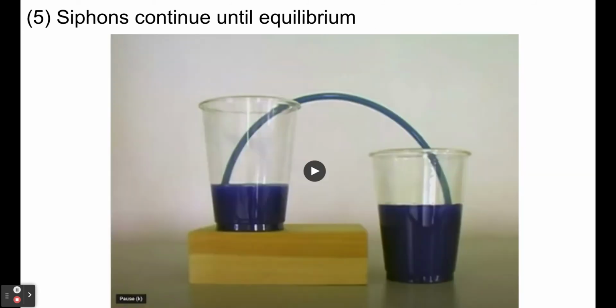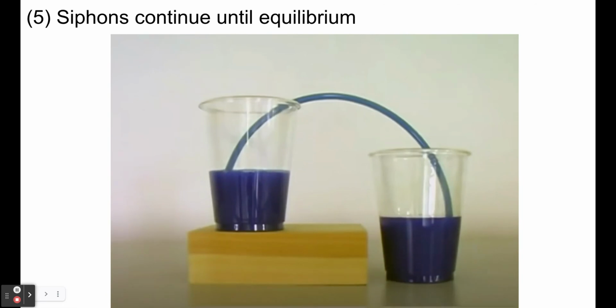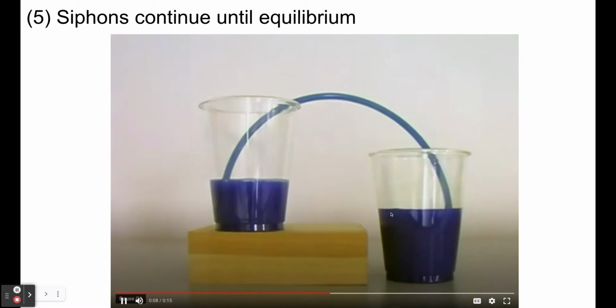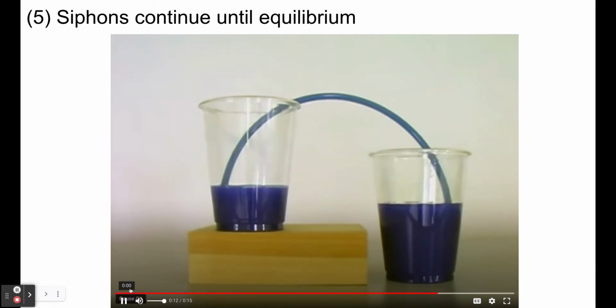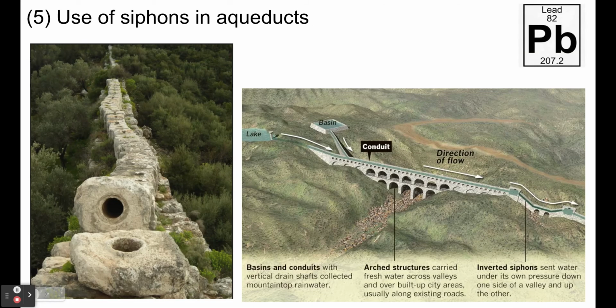Now, siphons will always continue till equilibrium. So if we have two cups here that are connected by a tube, we can see that this is going to proceed until the two levels are the same. So once the water level on the two containers are the same, then the siphon is going to finish.